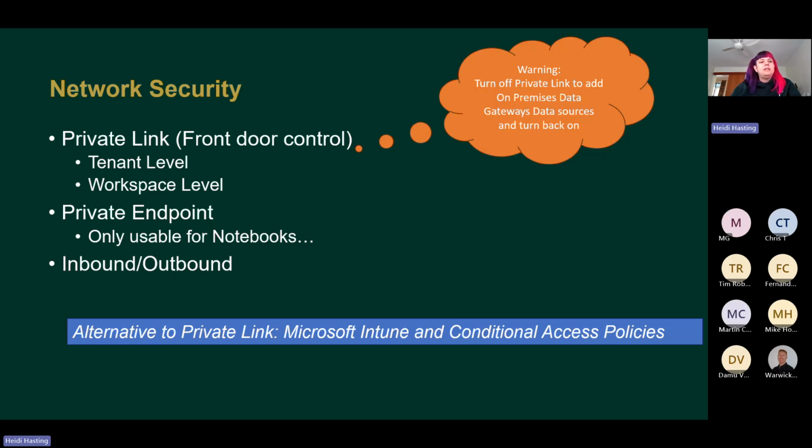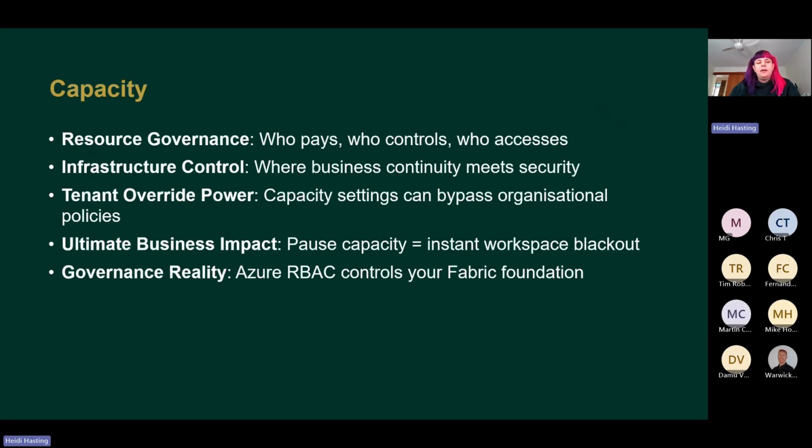So if you think the limitations of private link are a bit much, then consider whether conditional access policies on the Entra side is sufficient for your org, or a combination of all these things. That's the other thing with that layering. You can combine a lot of this security.